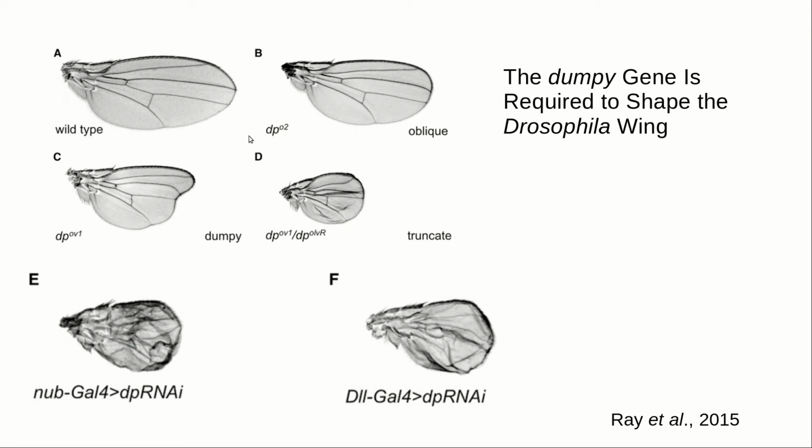Different Dumpy mutants have different phenotypes, such as these oblique phenotypes, which are very mild, where the wing has a different shape but is mostly well formed, and these truncate phenotypes that are more conspicuous. Then in E, you can see the effect of repressing Dumpy expression with RNAi in the whole wing using a nubbin promoter, and in F, the result of repressing Dumpy expression only in the border of the wing using a distal-less promoter, and as you can see, the phenotype is very similar.